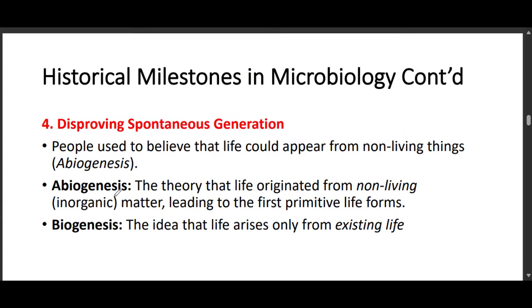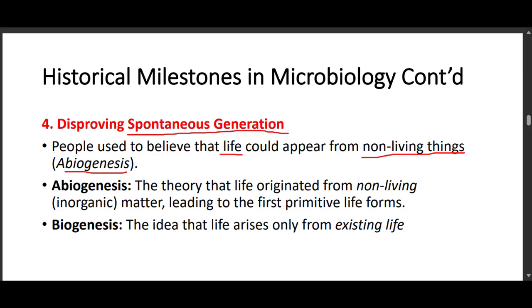Number four, we can talk about the disproving of the theory known as spontaneous generation. Why are we talking about this in this particular lecture? It is because people back then used to believe that life could actually appear from non-living things. We call this abiogenesis.